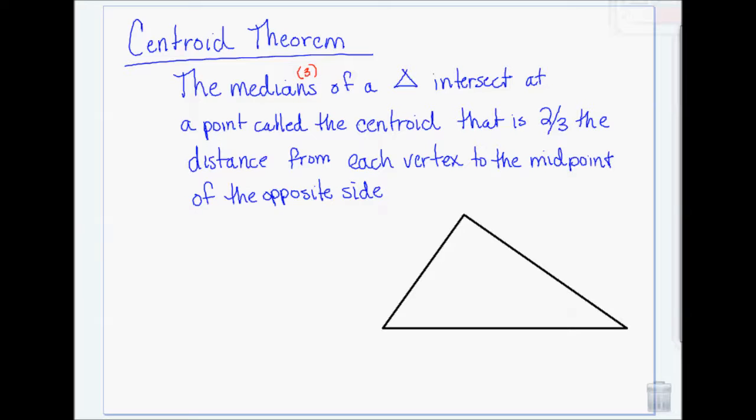So you have your triangle and you have three midpoints, one on each side. Let's say this is a midpoint. Is it completely impossible to have more than three? Yes, because triangles only have three sides. So we'll say this is a midpoint.